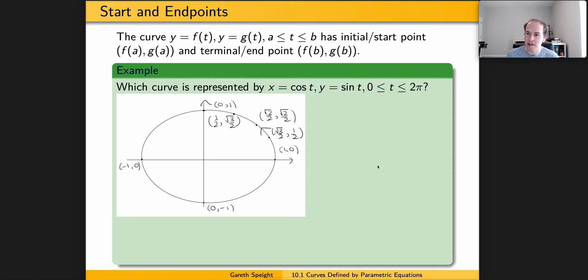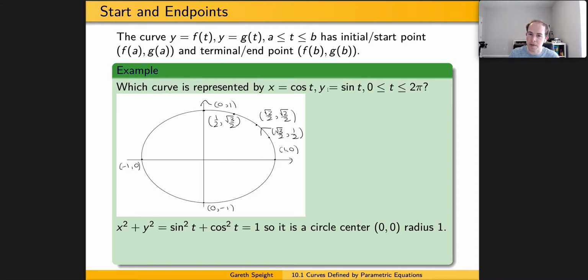One thing we could do is to try to get an equation involving x and y. Here it's quite hard to get x in terms of y or y in terms of x, but it's very easy to get an implicit equation. For instance, we know that sine squared plus cosine squared equals 1. So if we do x squared plus y squared, we're going to have cosine squared t plus sine squared t, which is going to become 1. So it turns out this is a circle, center the origin, and radius 1.